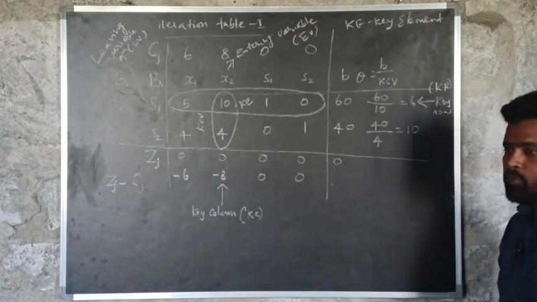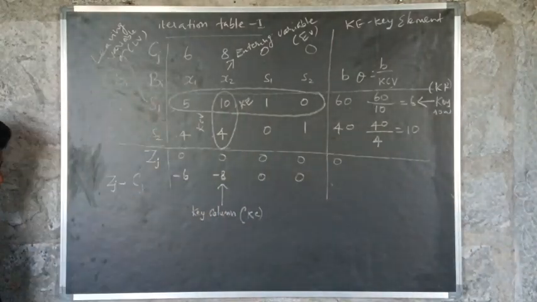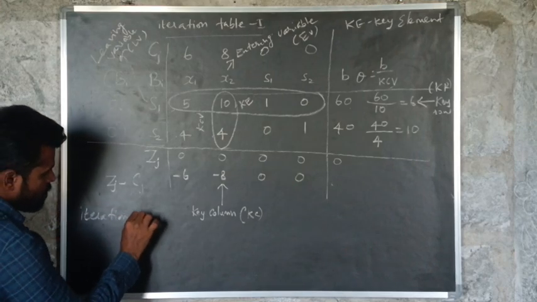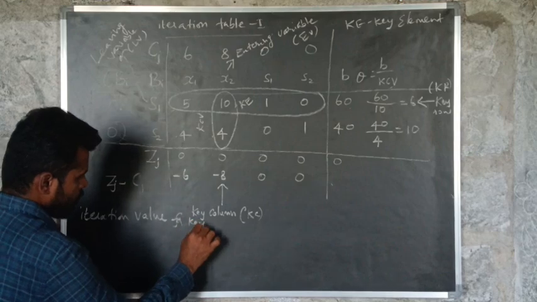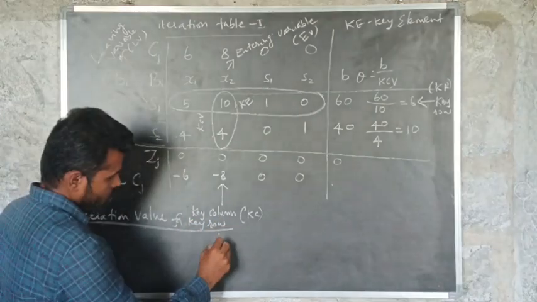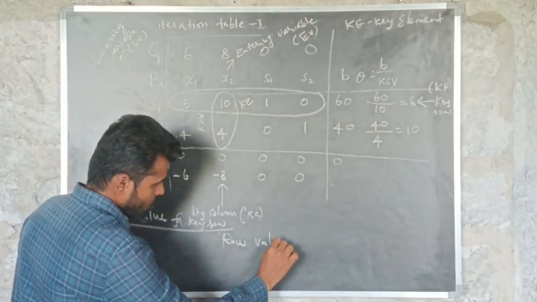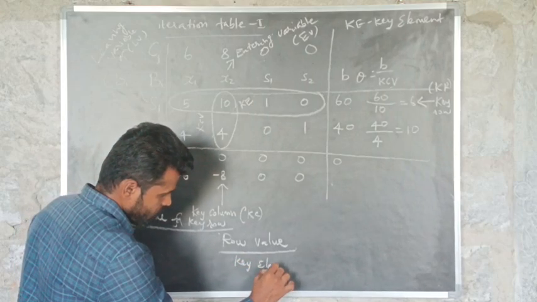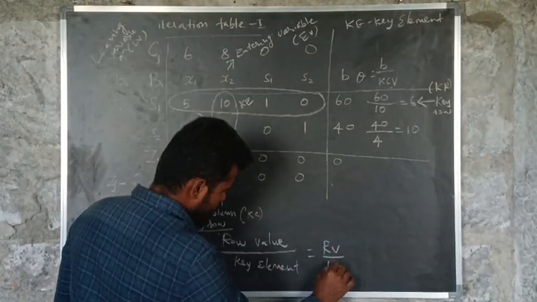So now we're going to do the iterations. How are we going to find the iteration value for the key row? Row value divided by the key element, simply RV divided by K.